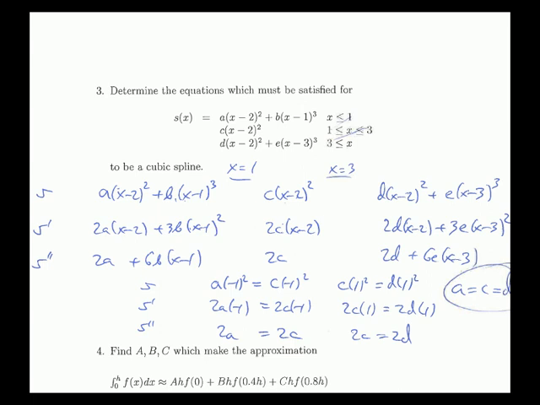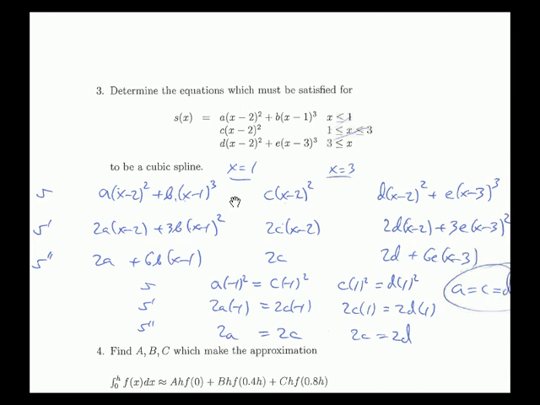You set these two equal, these two equal, these two equal, those two, those two, those two, solve, and you get that A can be anything, but C and D have to be the same. And it looks like B and E can be arbitrary.